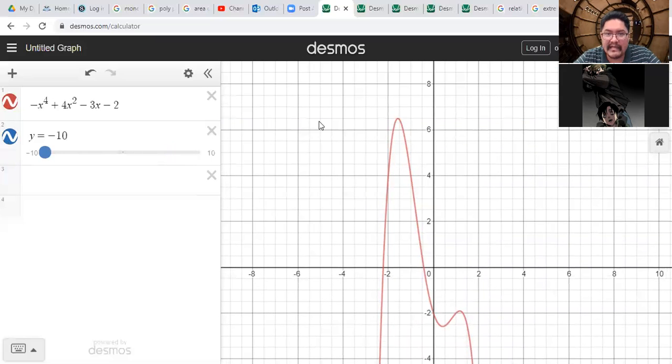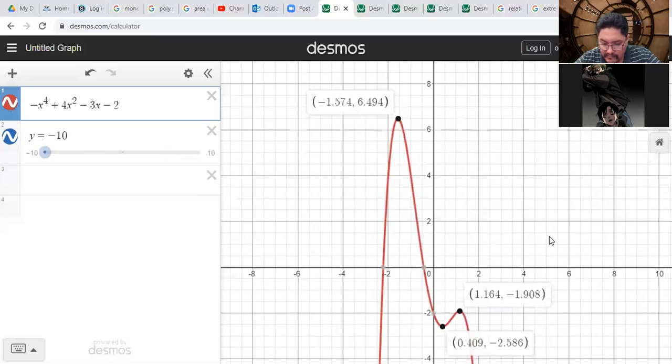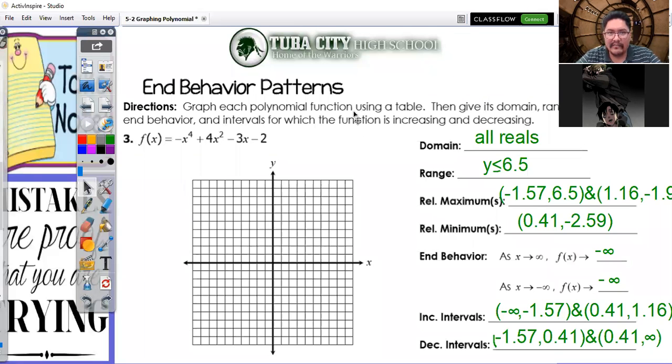So I'm going to move this back out of the way. Let's go ahead and click on our minimums and maximums. So I have two maximums, this one here and this one here. We also have a minimum here, and now we just have to use these points to show the intervals where the graph is increasing and decreasing.